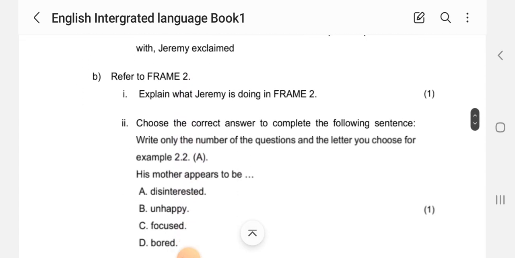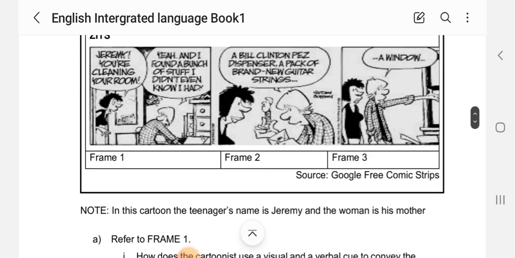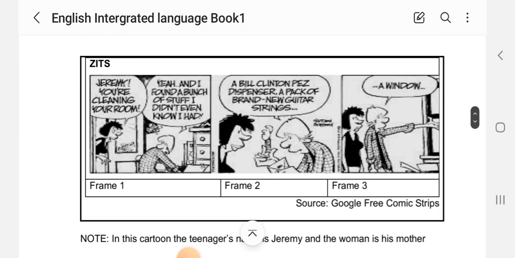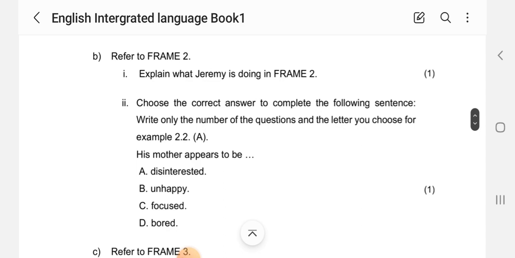And then in frame 2, now we're looking at frame 2. We are done with frame 1. That's how you answer. He's showing the mother what he found. Explain what Jeremy is doing in frame 2. He's showing his mother some of the objects he found. So he's showing her what he had found in his room. That's what he's doing in frame 2, guys.